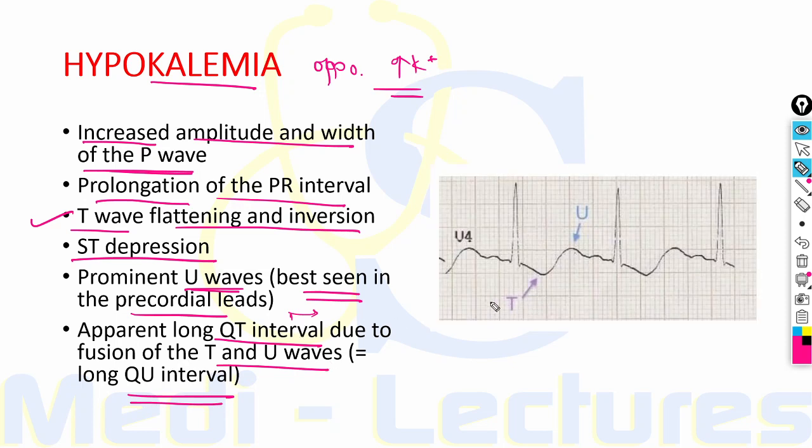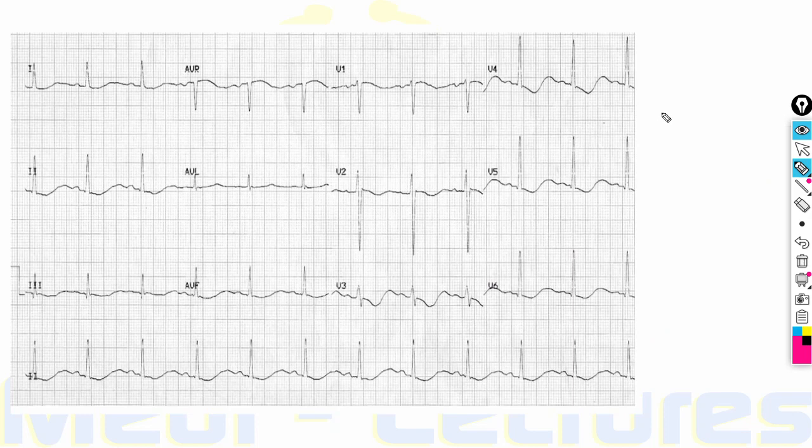So in this ECG, we can see that there is broadening of the P wave, increasing of PR interval. There is T wave flattening and inversion as seen in this curve. There are prominent U waves, and since these U waves are falsely seen as T waves, there is prolongation of QT interval. So this is the ECG of a patient of hypokalemia.